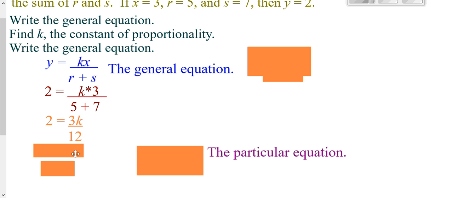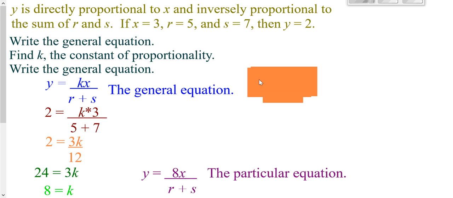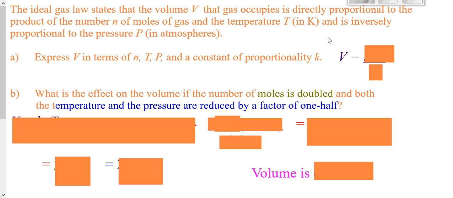Then I can go ahead and solve this. I could either simplify this fraction or just multiply by 12, it would not make a difference. Either way, I end up getting K to be 8. So now rewrite your general equation with K being 8. And this is referred to as our particular equation. Take a little bit of time to read through this, and then we'll work this out.